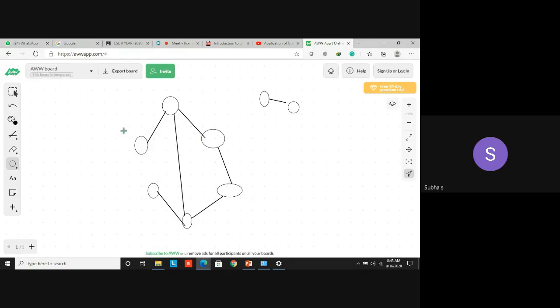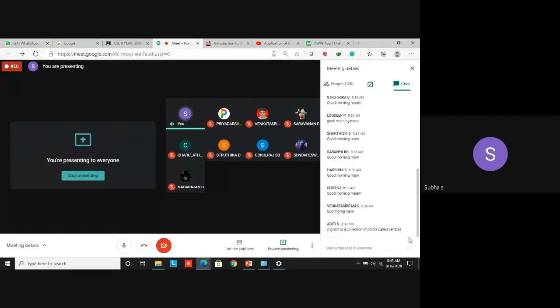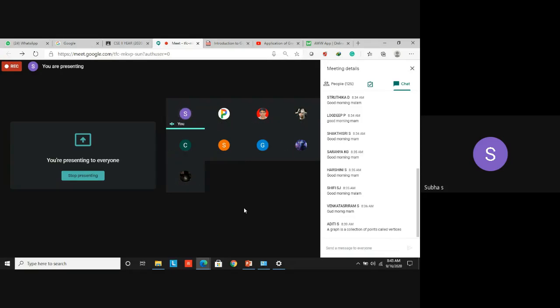Now I want to ask you what's the difference between tree data structure and graph data structure? Can anyone tell, or you can put it in chat? Yes, Aditi said a graph is a collection of points called vertices. Good. Now, tell me the difference between tree and graph. Just make it fast. I need answers in chat, or you can unmute and tell. What's the difference between a tree and a graph?